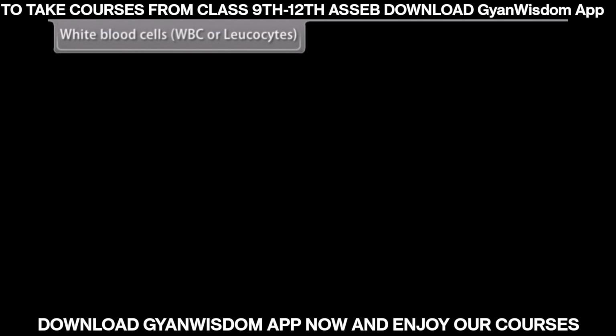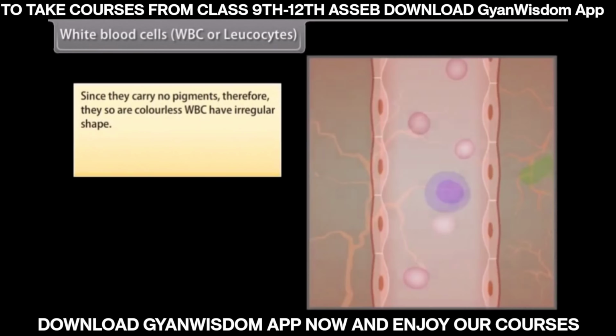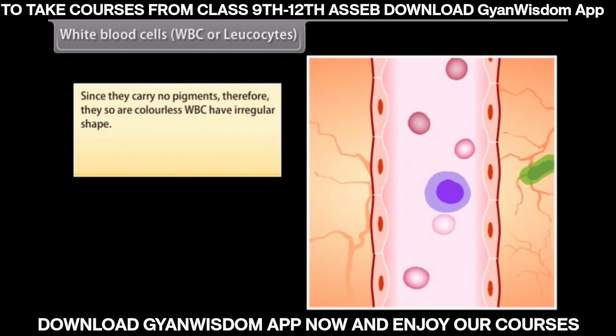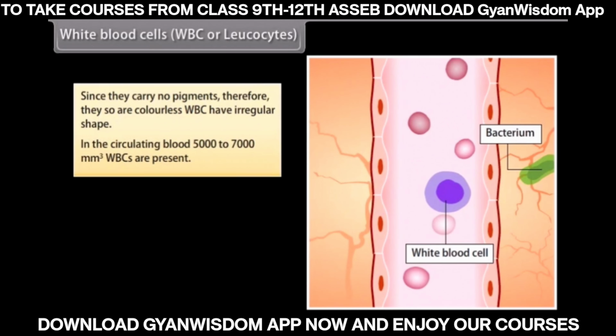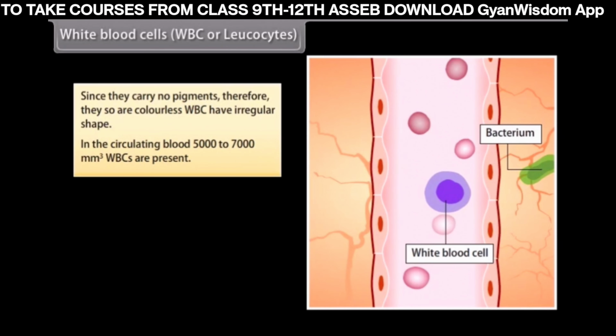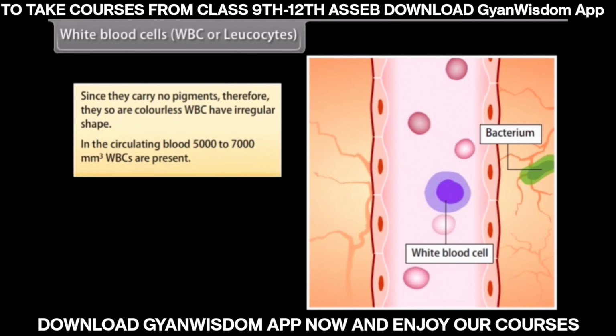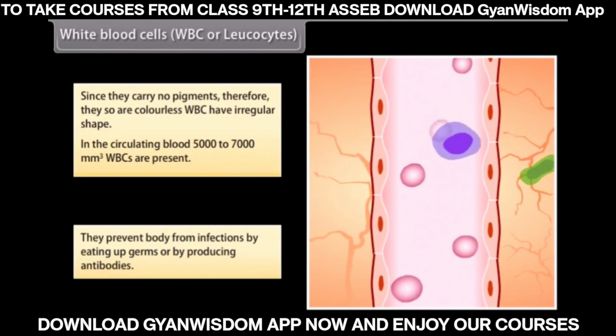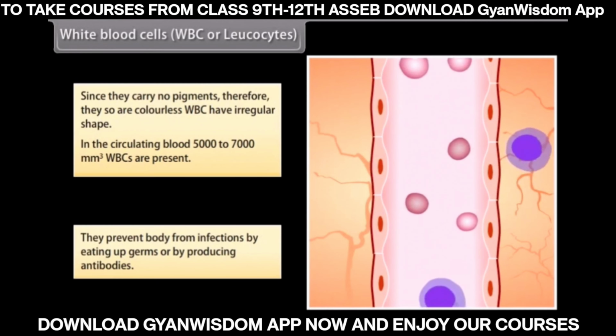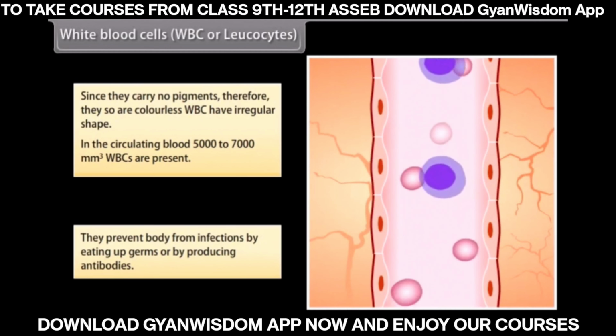White blood cells, WBC or leukocytes. Since they carry no pigments, they are colorless. WBC have irregular shape. In the circulating blood, 5,000 to 7,000 per mm³ WBCs are present. They prevent the body from infections by eating up germs or by producing antibodies.